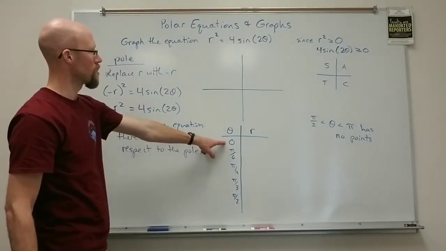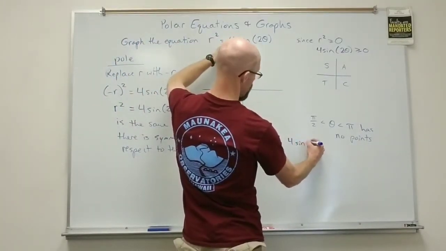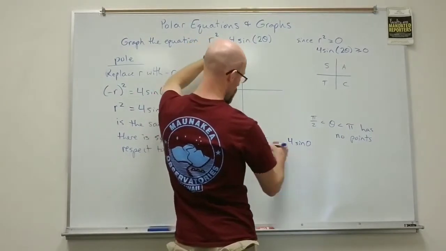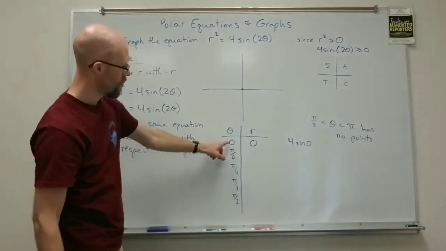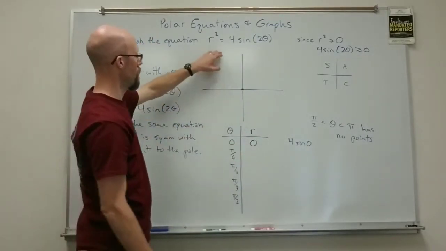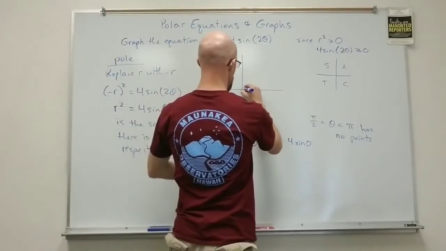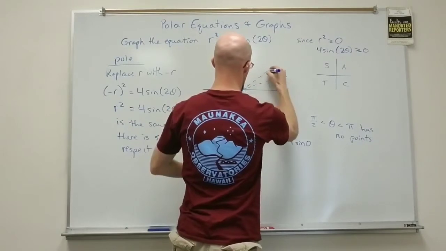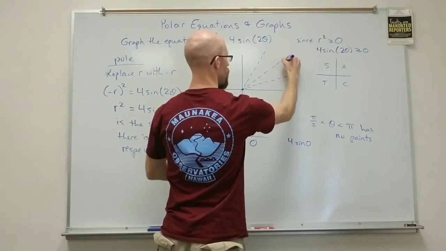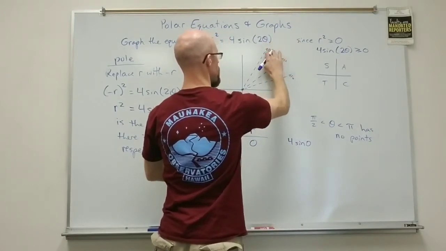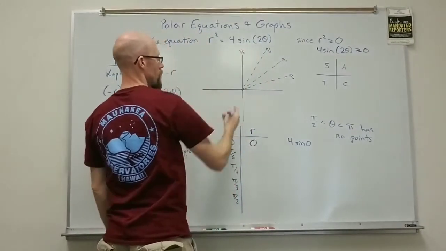So if I plug in 0 for theta, I'm looking at 4 times the sine of 0. Well, the sine of 0 is 0, so that's a radius of 0. So that gives me a point right at the pole, right? 0 radius. With theta at pi over 6, that's a 30-degree angle. Okay, so here's pi over 6, here's pi over 4, here's pi over 3 is a 60-degree angle. And we'll say pi over 2 is our 90-degree angle.